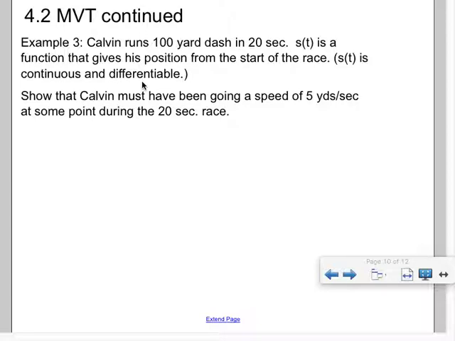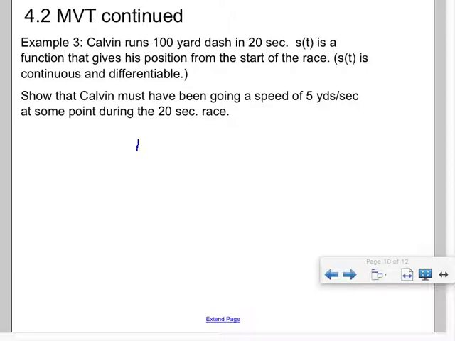It says that Calvin runs a 100-yard dash in 20 seconds. S sub t is the function that gives his position from the start of the race. We're going to assume that S sub t follows the standards of the mean value theorem, so we're going to assume it is continuous and differentiable. Show that Calvin must have been going a speed of 5 yards per second at some point during the 20-second race. So let's think about what we know.